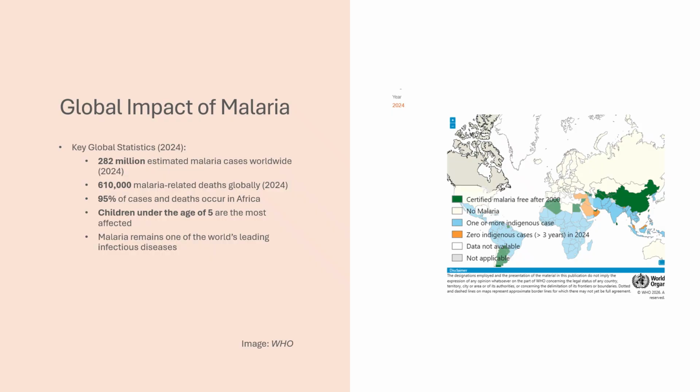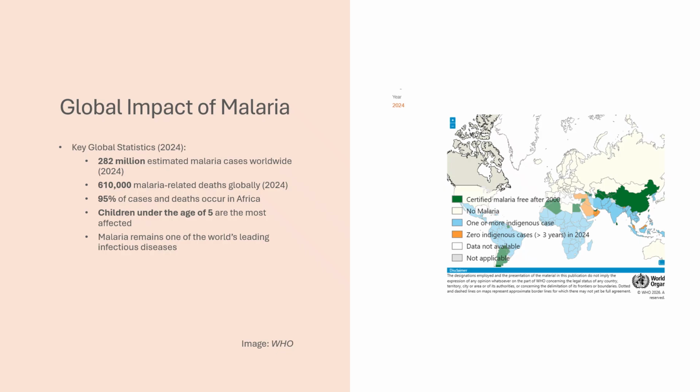I would like to highlight why malaria continues to be such an important global health issue. According to the World Health Organization, there were an estimated 282 million malaria cases worldwide in 2024, and 610,000 of those resulted in death. So as progress has been made over the last few years of malaria, it still remains one of the world's leading infectious diseases. And you can see on the map here, malaria is very concentrated in sub-Saharan Africa.